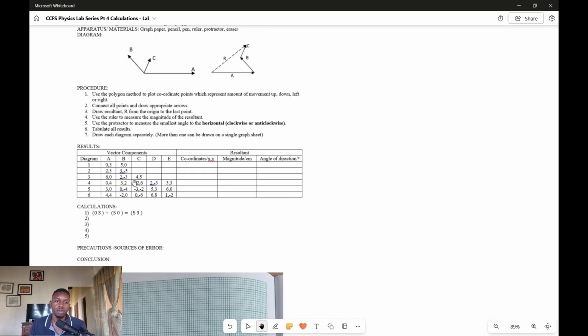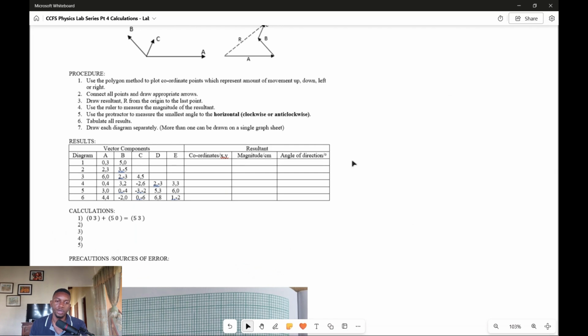All right. So let's look. First and foremost, we got vector A. All right. Vector A is the first letter. The first number here is going to be the spaces to the left or to the right. If it's negative, it means it's going to the left. If it's positive, it's going to the right. All right. So this is moving to the left. This is moving to the right.